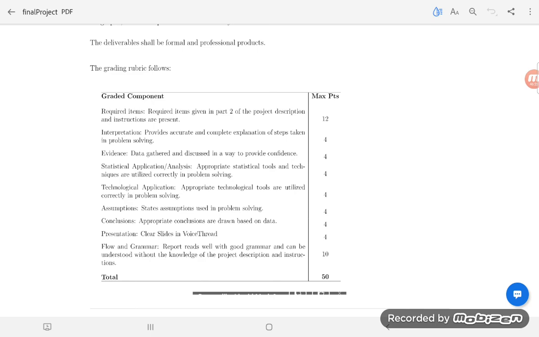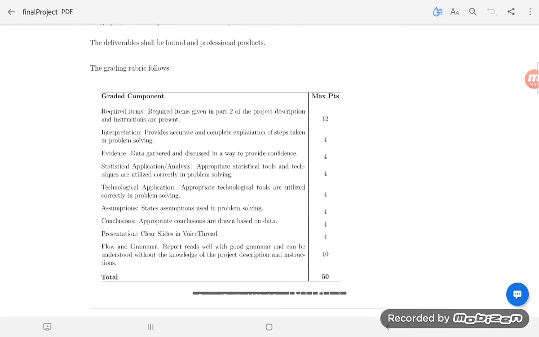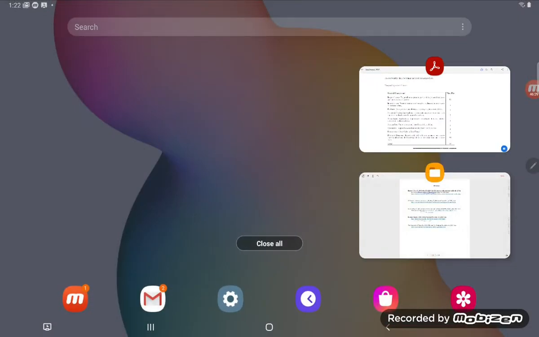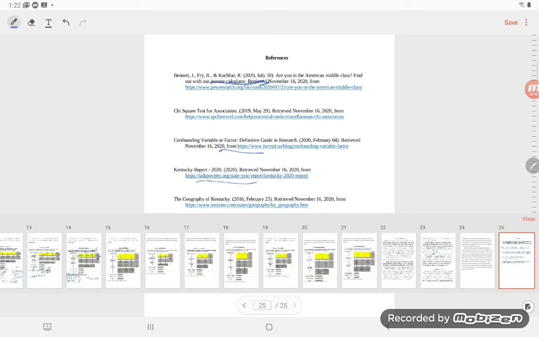But notice now, do you need 25? Whoops, I need to go here. Do you need 25 pages? Oops, try that again. No, for one, back here somewhere.